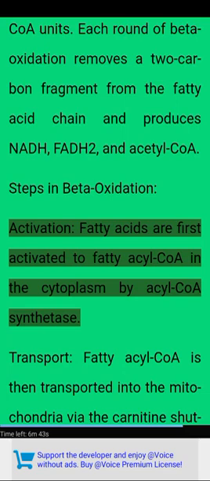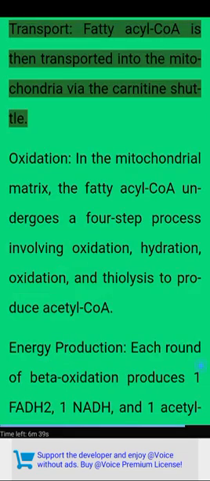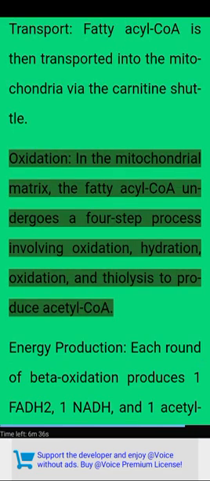Activation. Fatty acids are first activated to fatty acyl-CoA in the cytoplasm by acyl-CoA synthetase. Transport. Fatty acyl-CoA is then transported into the mitochondria via the carnitine shuttle. Oxidation. In the mitochondrial matrix, the fatty acyl-CoA undergoes a 4-step process involving oxidation, hydration, oxidation, and thiolysis to produce acetyl-CoA.